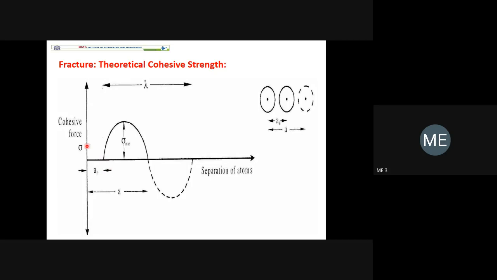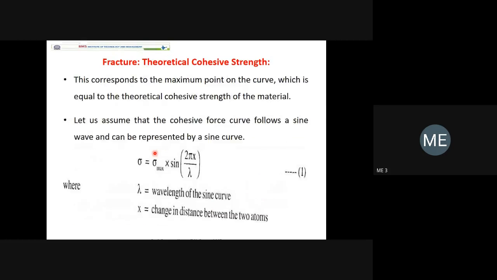In both the distances, cohesive force is 0. In between, we have maximum cohesive force, sigma max. As it follows the sinusoidal curve, we can write the sinusoidal equation to find out the cohesive force at A1, at A2, at A3, at A4, etc. That you can write in the form of a sinusoidal equation.